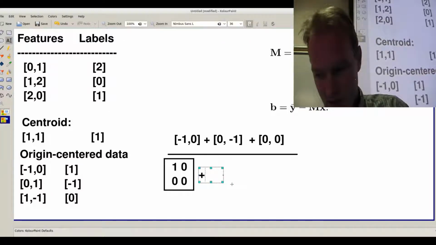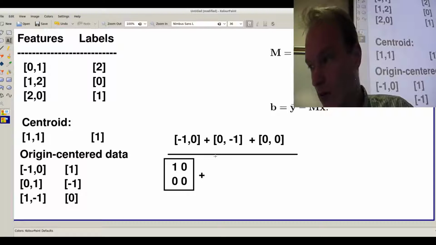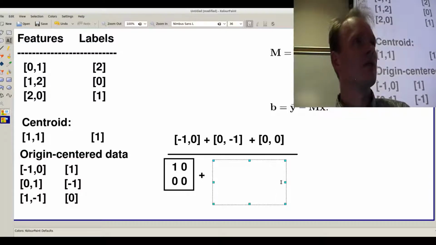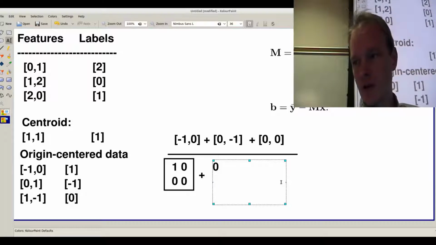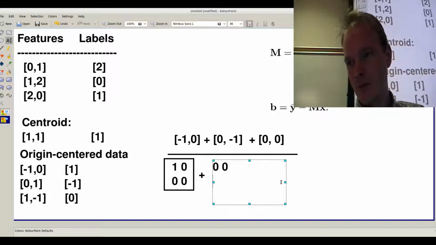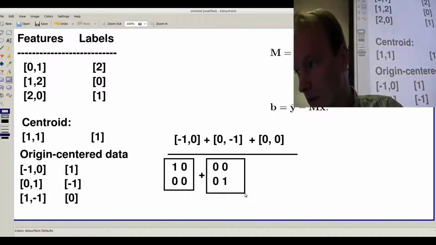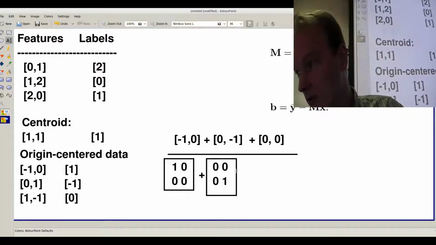That will be plus. What's the outer product of 0, 1 with itself? It's going to be 0 times 0 is a 0. 1 times 0 is a 0. 0 times 1 is a 0. And 1 times 1 is a 1. Right? Okay, that plus.